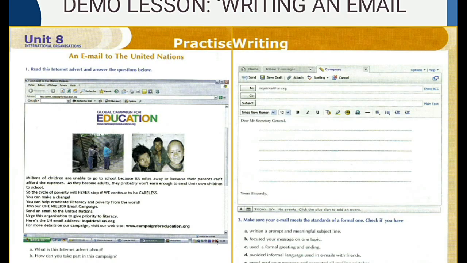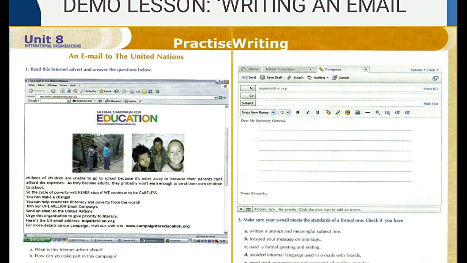Here the students are required to write an email to the Secretary General of the United Nations to support a certain cause, which is eradicating illiteracy and poverty in the world. So the standard would be: students will be able to use their ideas and suggestions to talk about eradicating illiteracy and poverty in a formal email.